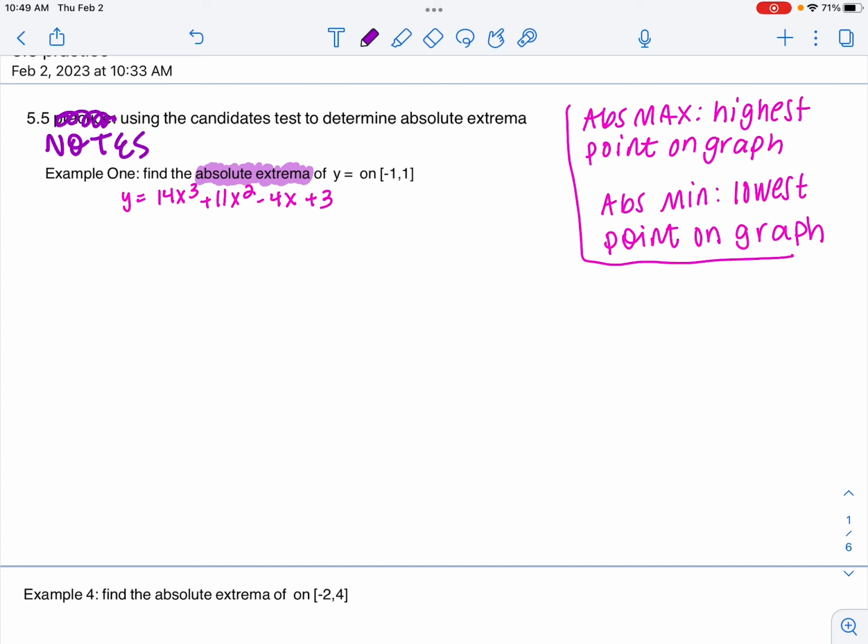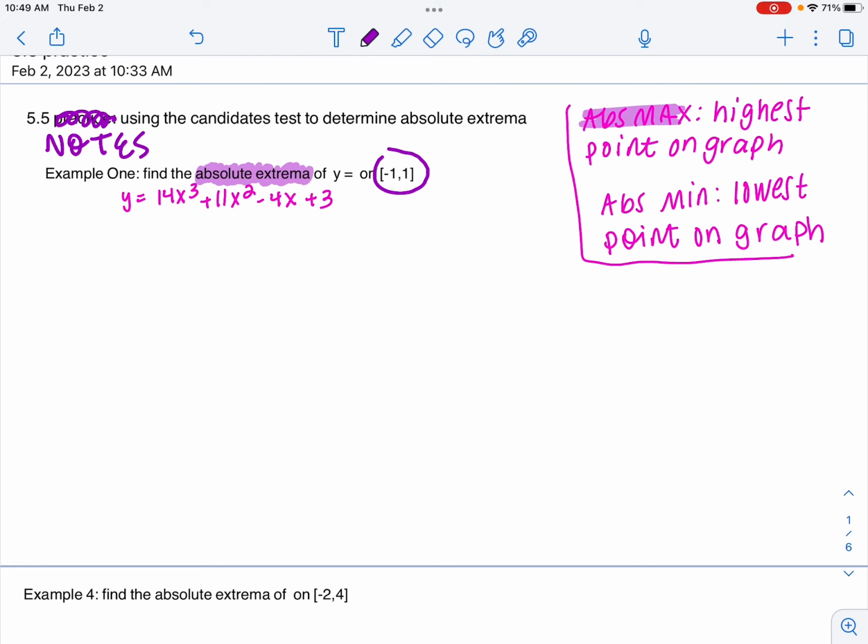But just a reminder about absolute extrema: the absolute max, if you look over here, is the absolute highest point on a graph, if there is one, and the absolute min is the lowest point on a graph. And so for this first one, it says find the absolute extrema of y equals 14x cubed plus 11x squared minus 4x plus 3 on [-1, 1]. And this part right here is really important, and we'll get back to that a little bit later.